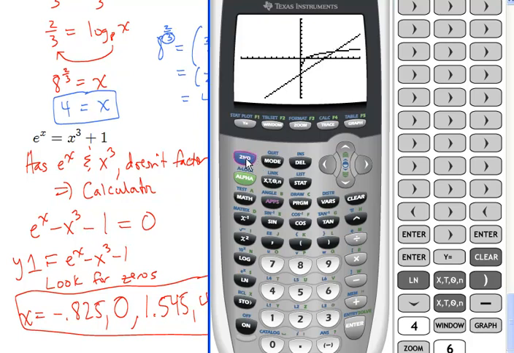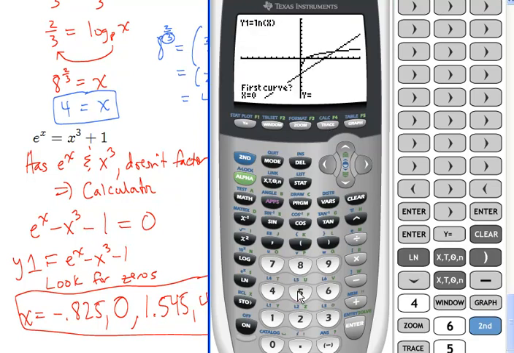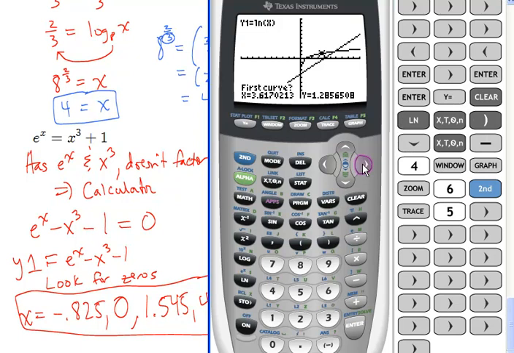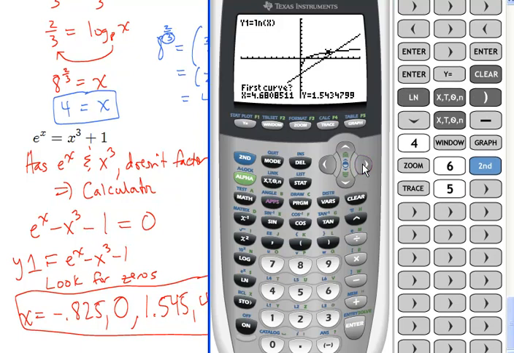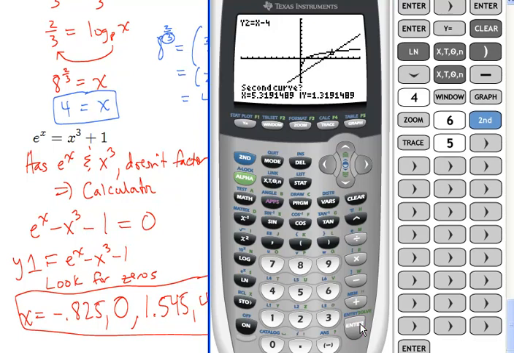So we're going to do second calc. This time we're doing an intersect, so number 5. And I'm going to move my cursor along that ln graph until it gets close to that intersection point on the right. Hit enter. Second curve looks pretty good. Hit enter. Guess. Hit enter. So 5.749, comma 1.749 as well.